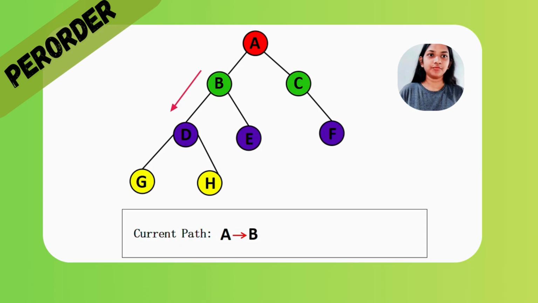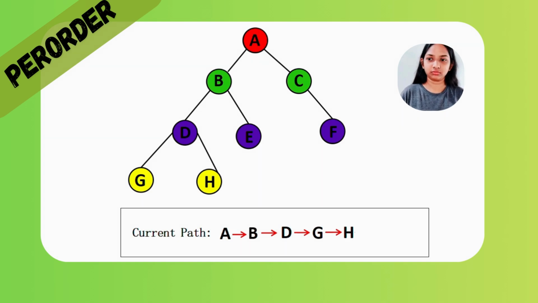From B, we go to left again. We find D. D is also a boss. So we visit D. From D, we go left one more time to find G. There is nothing below G. So we visit it and move back up. We have just visited the left side of D. So now we go to the right side of D. We find H. Visit H. Now D's team is done.